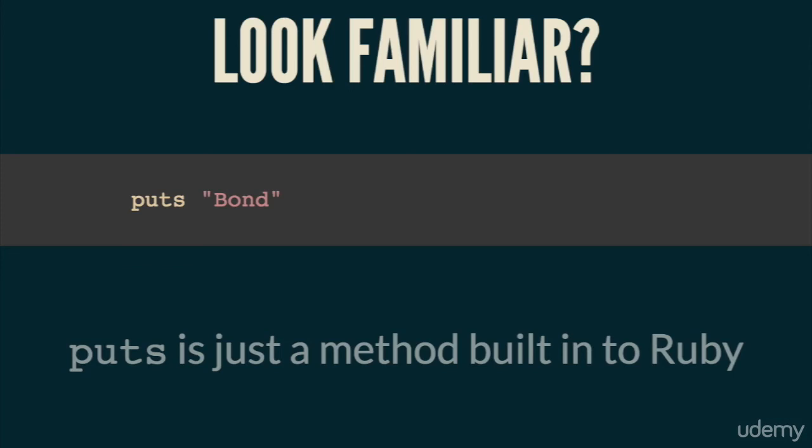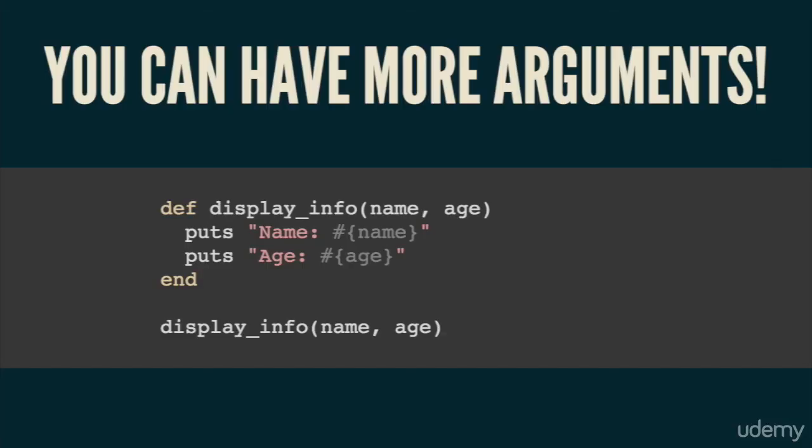So think back to our puts method. Look familiar now? We're actually calling a method built into Ruby and we're passing an argument. So the strings we pass to Ruby are arguments to the puts method. And guess what? You don't have to have one argument. You can have multiple arguments.